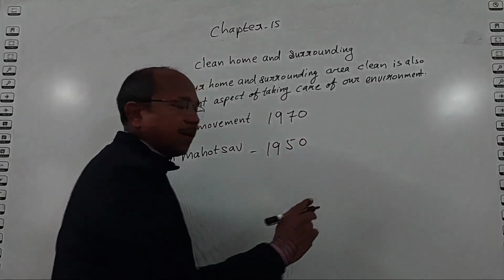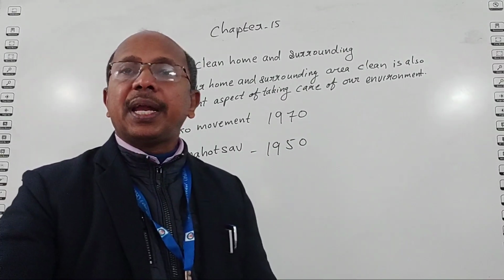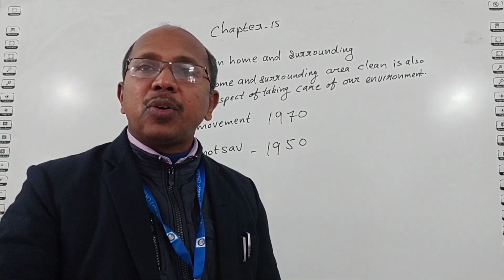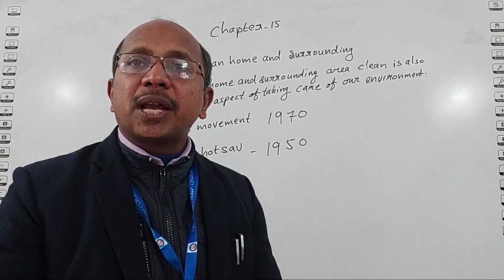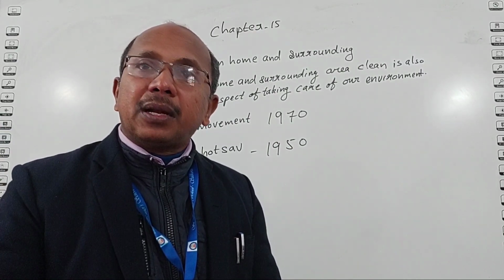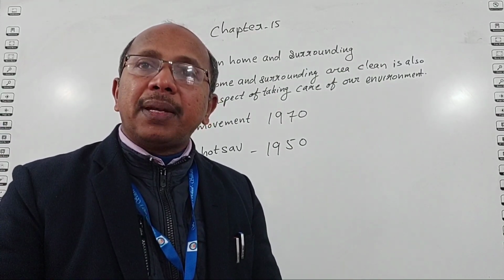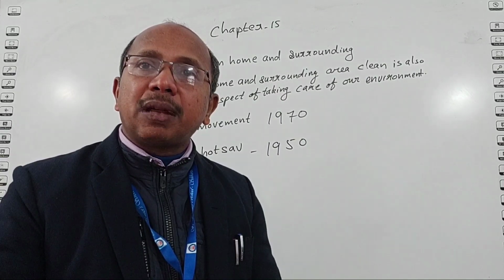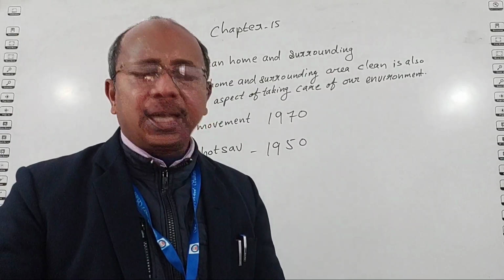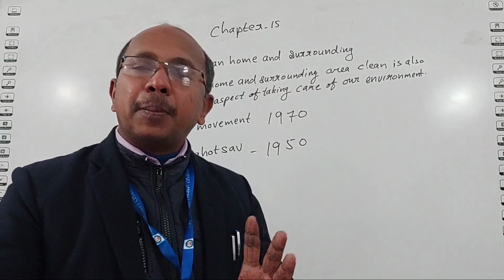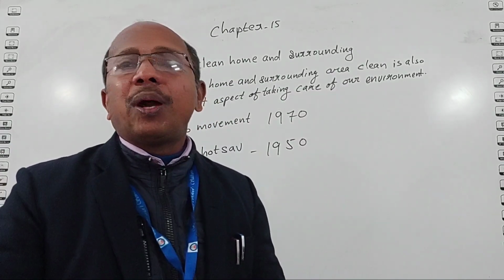1950. Which year was Vana Mahotsava started? 1950. Because we want to plant more trees. Many movements came, like in Uttarakhand, and many trees were being cut down. K.M. Munshi introduced it, so everyone wanted to plant one tree.